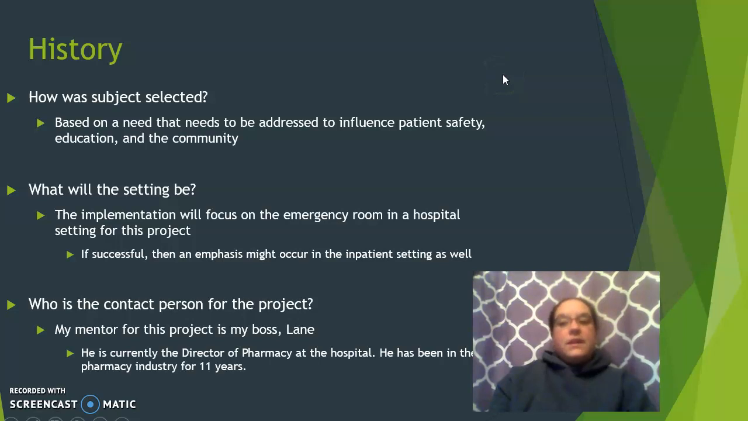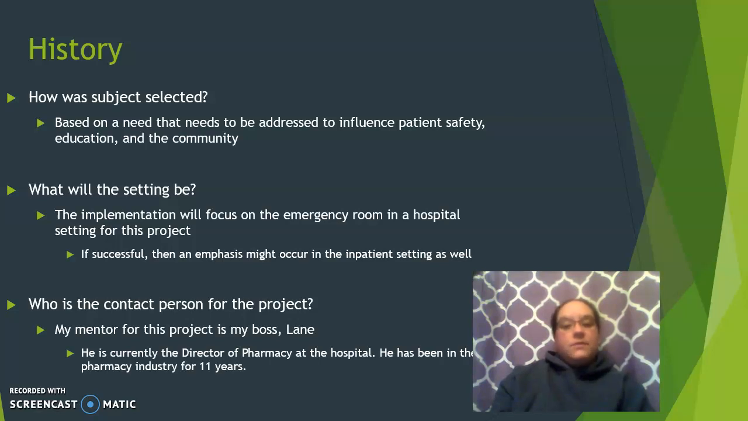This subject was selected based on a community need. There has been quite an emphasis on the opioid epidemic that is sweeping the nation, so I thought I would try to come up with a project that could help in this area. This project will help in areas of patient safety, education, and the community. The setting will be an emergency room in a hospital. If success is seen there, then the plan is to expand to the inpatient setting as well.